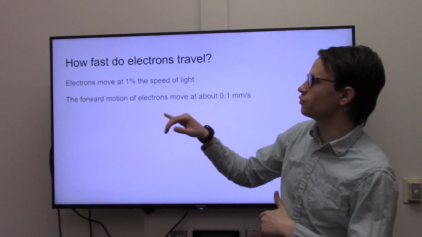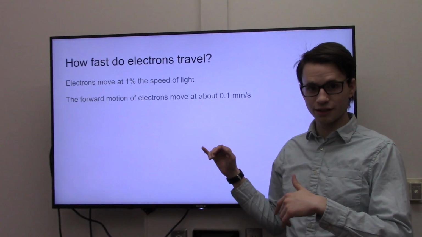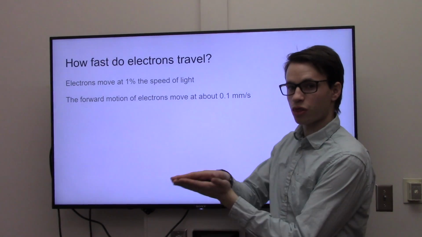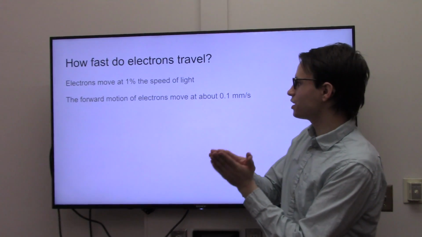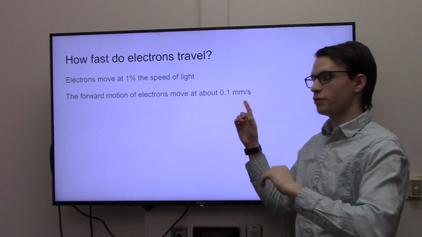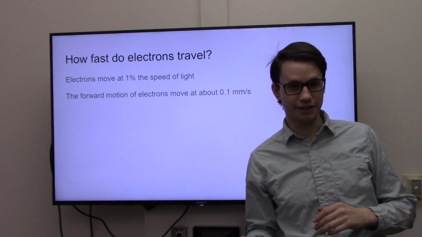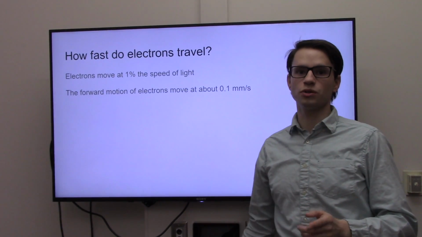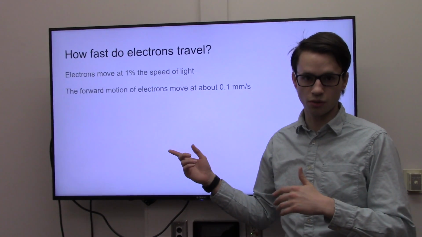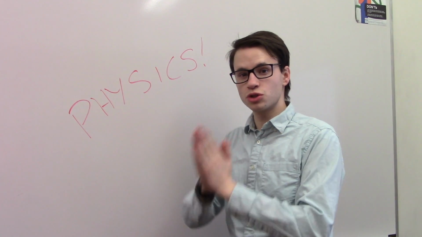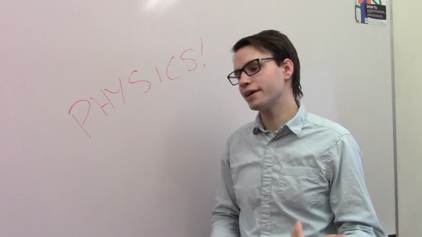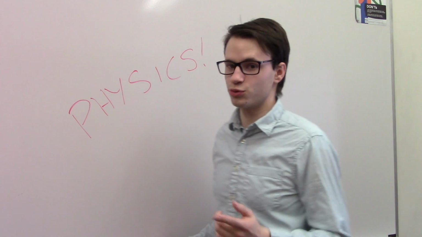And electrons move at 1% the speed of light. But unfortunately, they're not moving that fast through the wire. Their forward motion is only 0.1 millimeters per second. And if you've ever flipped a switch, you know that that's really slow. And so that must not be what's going on. Electrons move super fast, but they move through wires super slowly. So why is that? And that is because of drift velocity.